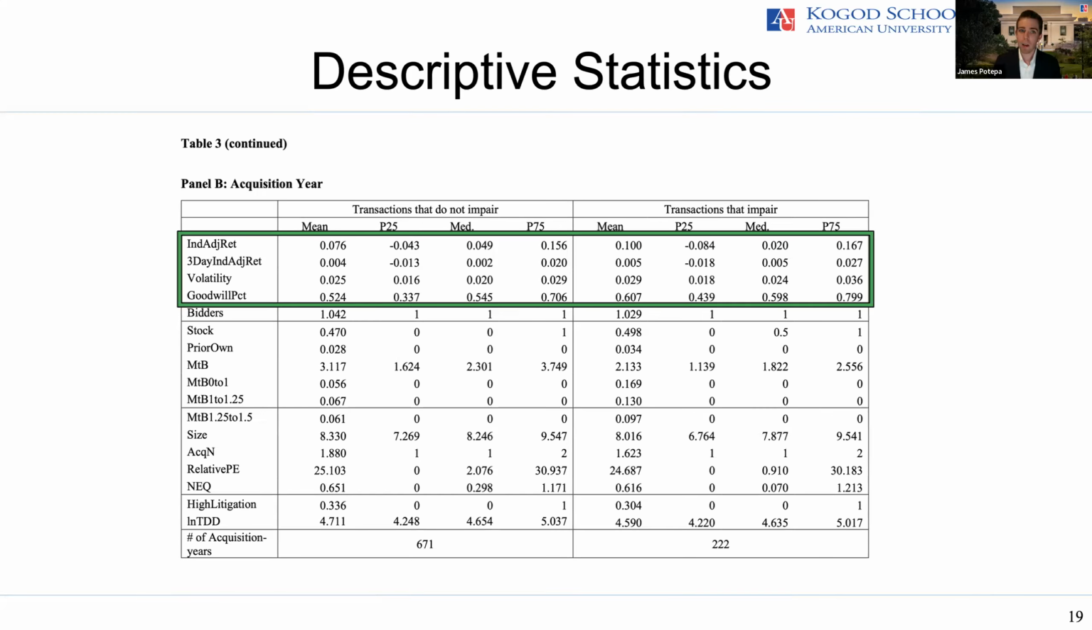We do notice that among acquisition characteristics, returns around the acquisition itself, volatility, and the percent allocated to goodwill are going to vary quite a bit between transactions that do not impair and transactions that will impair. We note that volatility is higher. Also, the percentage of goodwill allocated to our goodwill number is also going to lead to future impairments. And there are some relations with our industry adjusted returns around the announcement window.